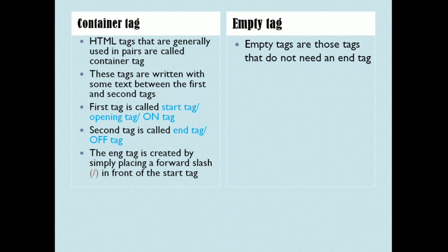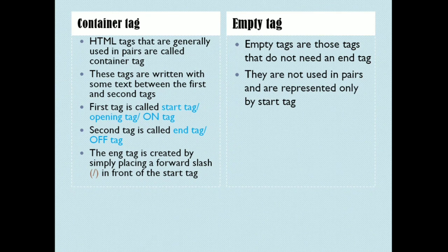So, whenever we are seeing a tag, we can easily recognize whether it is container tag or empty tag. If we are seeing a tag in pair, we can say that it is container tag because opening tag and closing tag will be there. Closing tag, we can recognize that one forward slash will be there in front of the start tag name. And in the case of empty tag, we have only opening tag. Okay, we can check some examples here. I will show you some examples of container tag and empty tag.